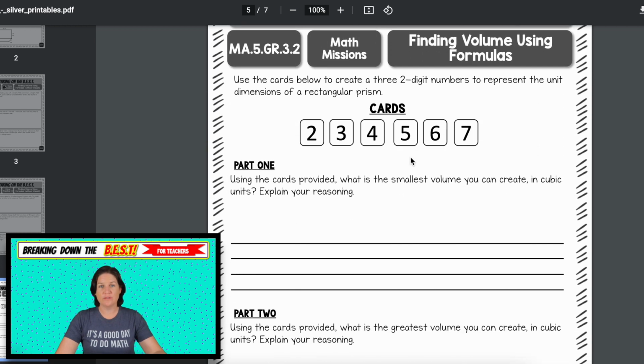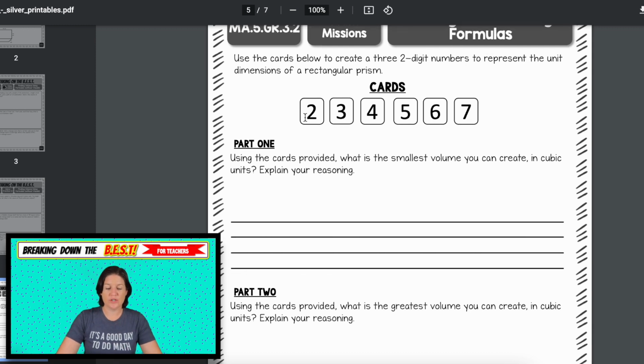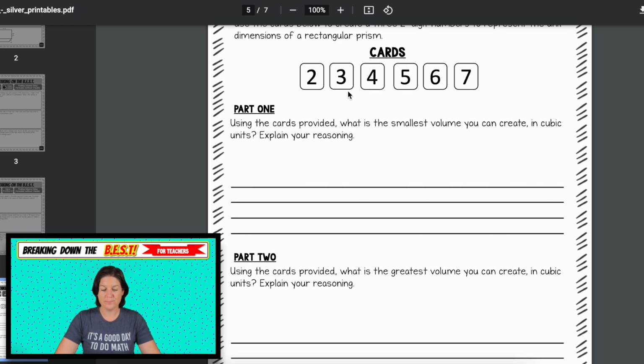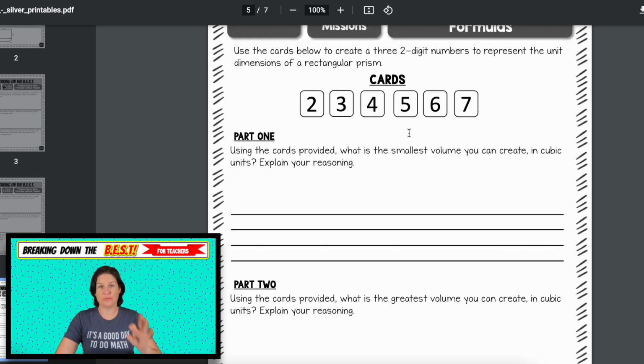After the 2 video lessons and 2 extra practice pages, there is a math mission available. This is a math task that goes along with the standard. This one says to use the cards below to create 3 2-digit numbers to represent the unit dimensions of a rectangular prism. So we're going to use these cards to create 3 2-digit numbers like 23, 45, and 67.